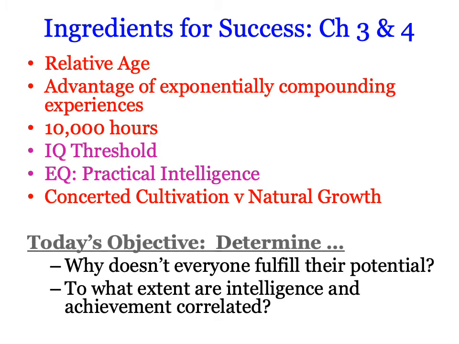So the essential questions I want you to consider as we read both chapters 3 and 4 over Friday and Monday of this week and next week is this: why doesn't everyone fulfill their potential? Smart people are everywhere. Why are there outliers? And to what extent are intelligence and achievement correlated? Why don't all smart people achieve everything they're capable of?